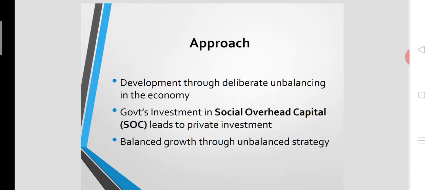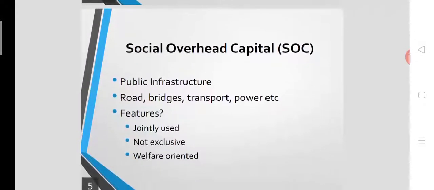argues that government should make investment in social overhead capital or public infrastructure that could lead to private investment. So government should not make any private investment. Government just makes investment in public infrastructure. Infrastructure should be built. That means social infrastructure should be built, so that could stimulate private investment, and this is the balanced growth. Balanced growth could be possible through unbalanced strategy. That is the unbalanced growth theory.